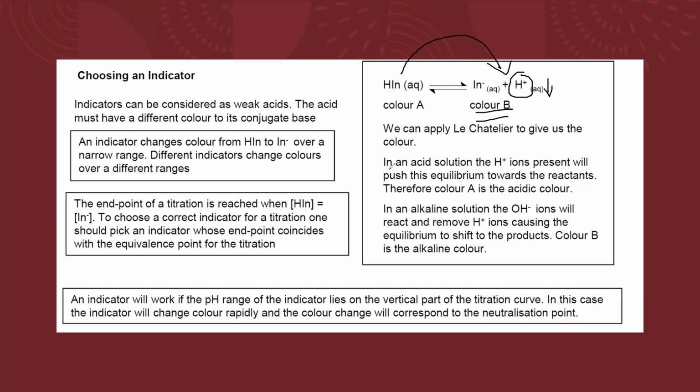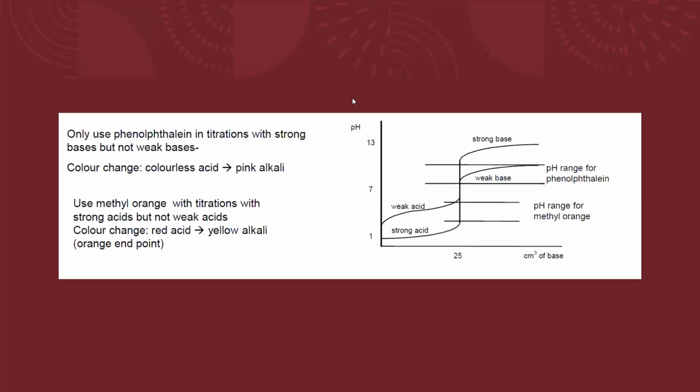At a certain pH, the indicator will work if the pH range of the indicator lies within the vertical part of a titration curve, because in that part the pH change, or the change in hydrogen ion concentration, is rapid. So it's easy to use those indicators. For example, as you can see, we only use phenolphthalein in a titration with a strong base, but not with a weak base.